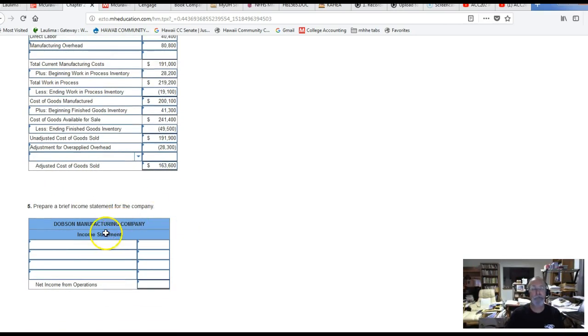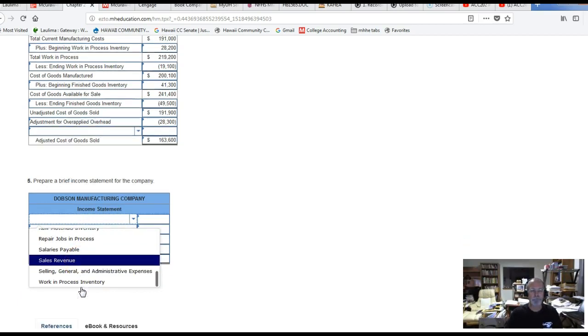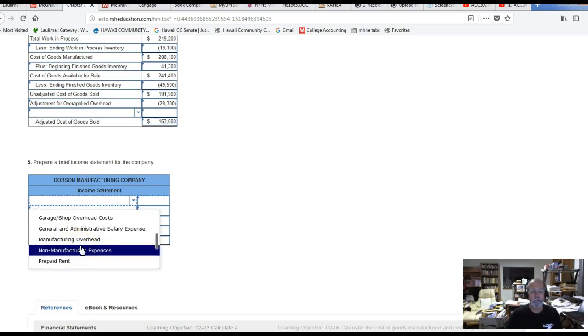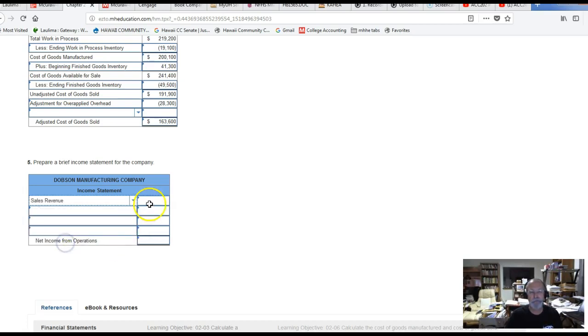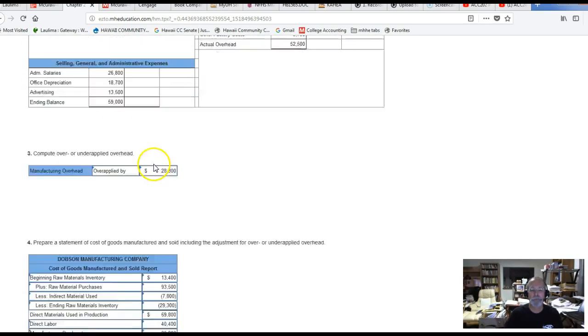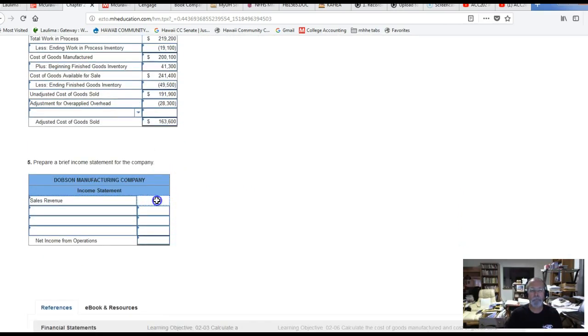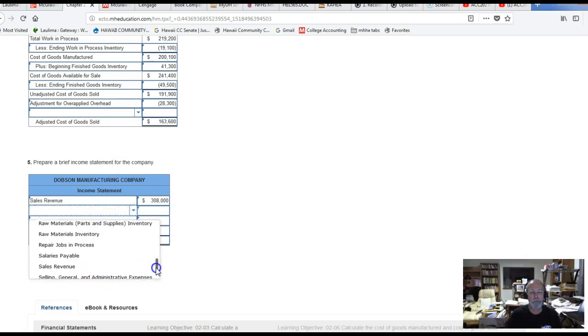Now, it'll be a relatively simple matter of plugging this into the abbreviated income statement. The first amount on our income statement is always our revenue. And that should come right out of the ledger account, 308,000. And then since we have calculated the adjusted total cost of jobs sold, that should be our next amount here.